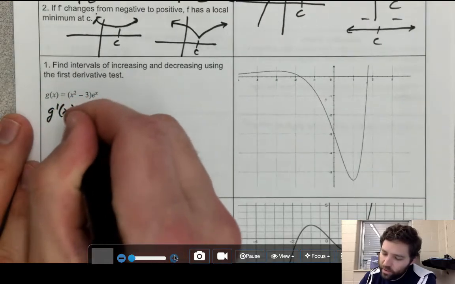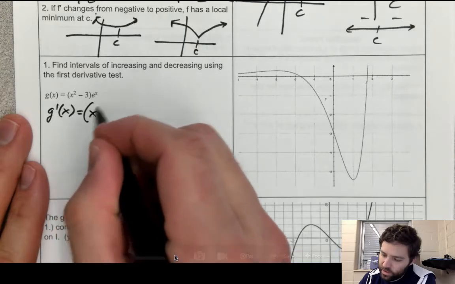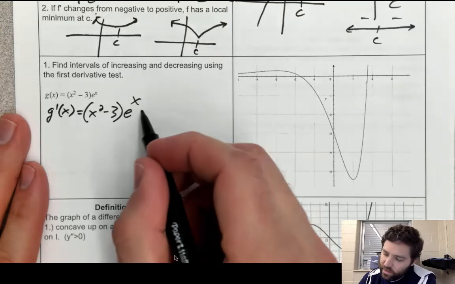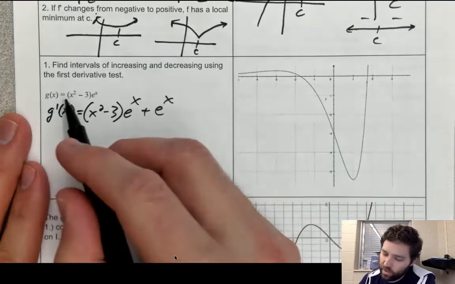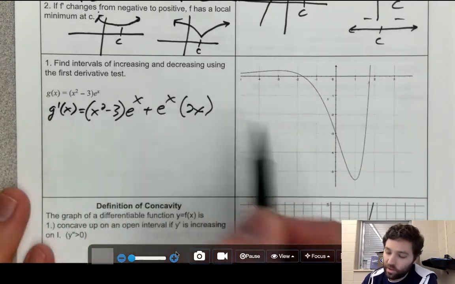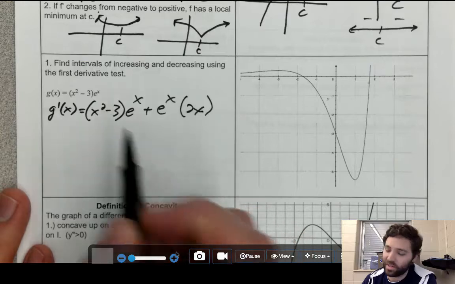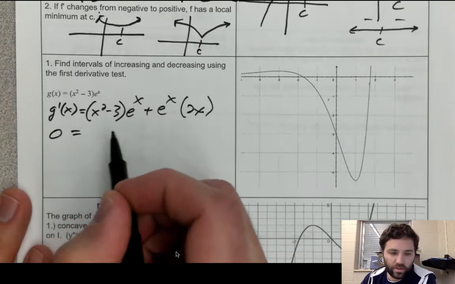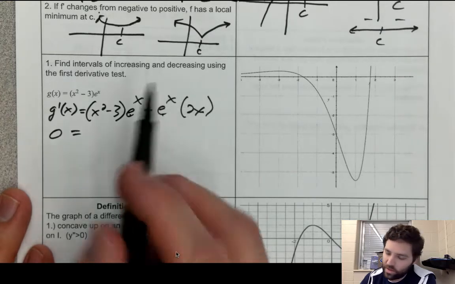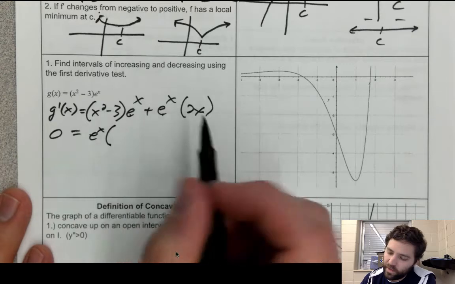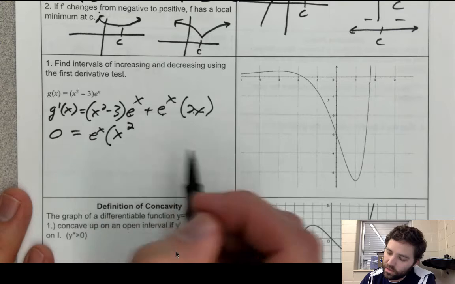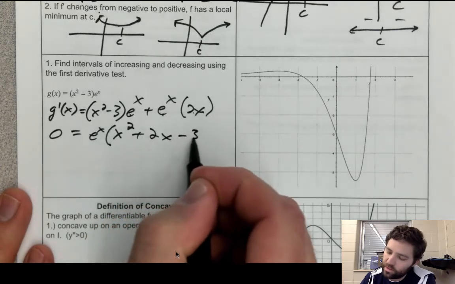g prime of x is equal to the first function, which is x squared minus 3, times the derivative of the second, well, that's just e to the x, plus the second, which is e to the x, times the derivative of the first, which is 2x. Okay, and then I'm going to set this equal to 0, and then I'm going to solve. So I've got 0 equals this, and in this step, I'm going to factor out the e to the x from both of these terms. So I get e to the x, and then left over I'll have x squared minus 3, plus 2x. I'll just put that in order of the quadratic. So x squared plus 2x minus 3.